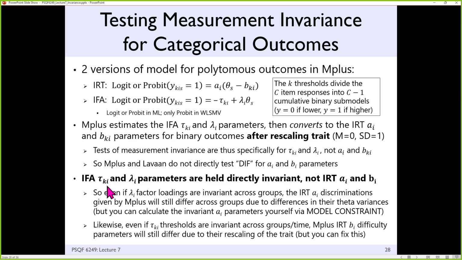So I will show you how to do the loadings and thresholds, basically, but just know that the A's and B's are going to be non-invariant if the trait mean and variance differ. So in the examples that I'll show you, I'm going to basically pretend there's no trait differences in the alternative group so that I can show you what the impact of the DIF would be in A's and B's, controlling for that potential difference in scale.